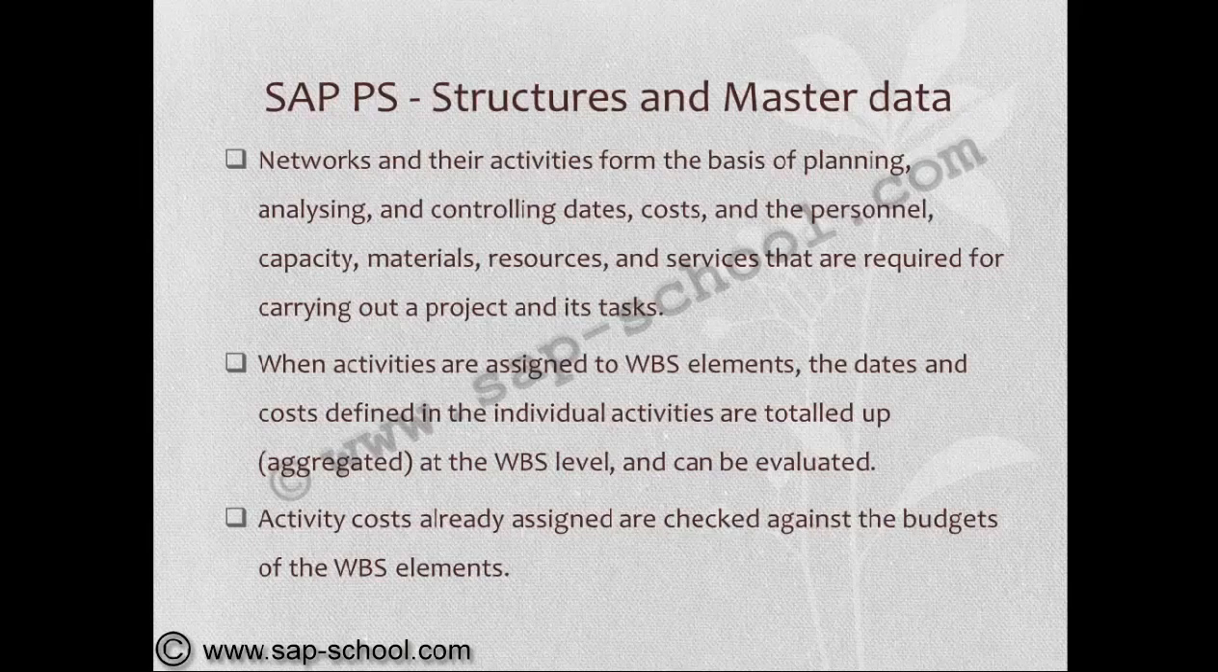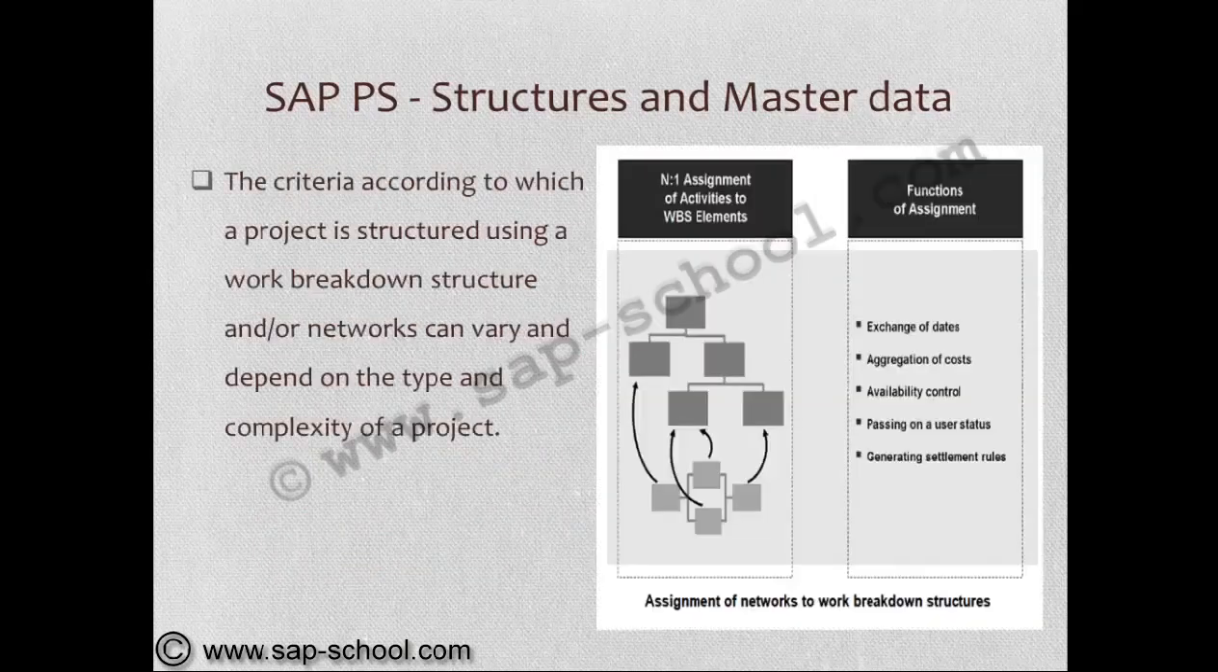When activities are assigned to WBS elements, the dates and costs defined in the individual activities are totaled up at the WBS element and can be evaluated. That's nothing but a bottom-up approach. Activity costs are already assigned or checked against the budgets of the WBS elements. Here, availability control comes into the picture. The criteria according to which a project is structured using a work breakdown structure and networks can vary and depend on the type and complexity of a project.